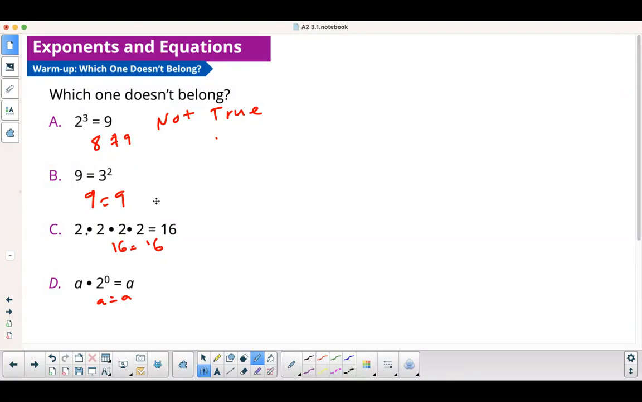All right. B is the only one. I'd say B maybe, because this is the only one that has a base of 3. This has a base of 2. And this is really a base of 2, because it's 2 to the 4th. This has a base of 2. So this one is the only one with a base of 3.